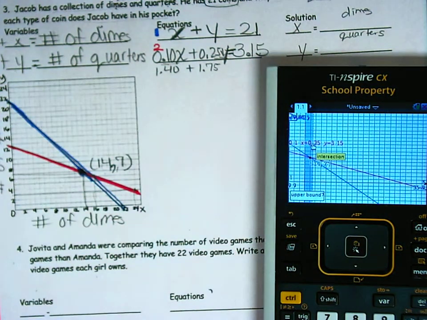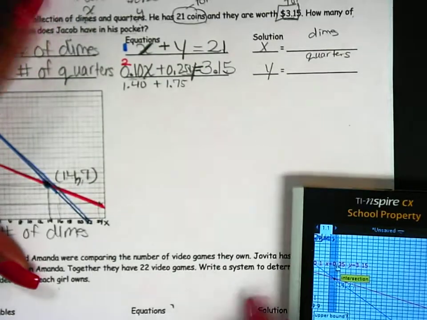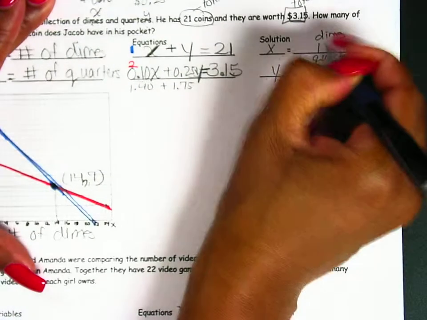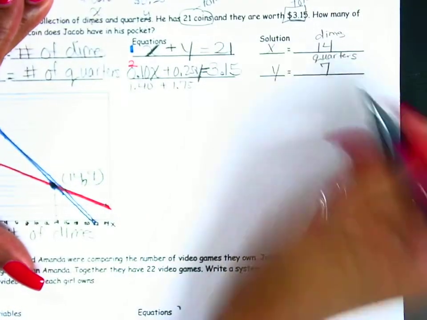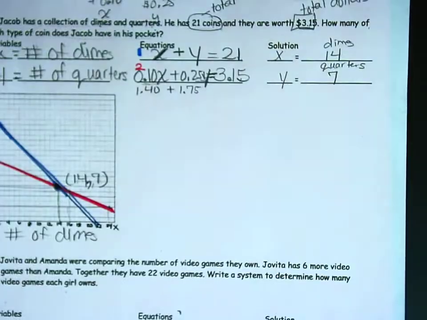Okay? So we got it. So we know he has 14 dimes. Jacob has 14 dimes and 7 quarters in his pocket. You can write that as a complete sentence: Jacob has 14 dimes and 7 quarters. Okay? So here we go.